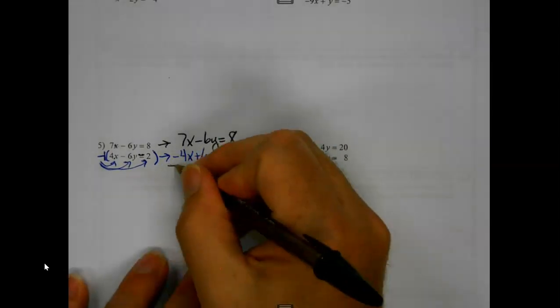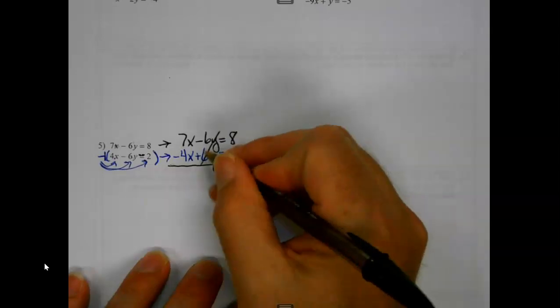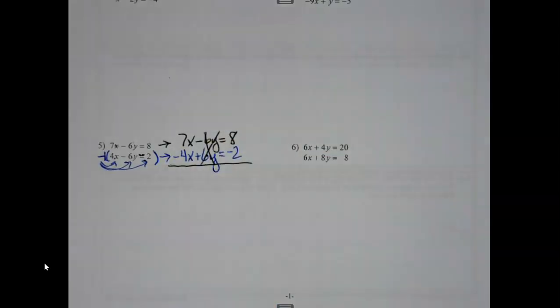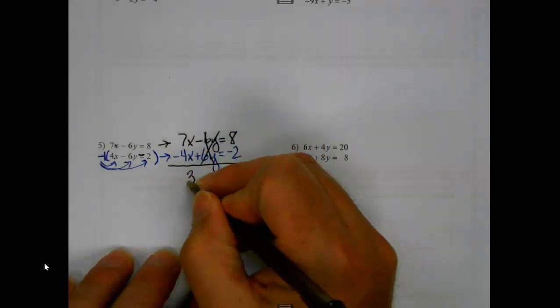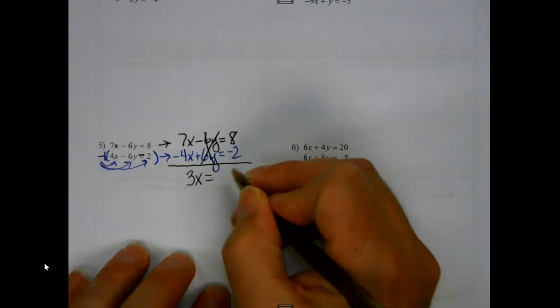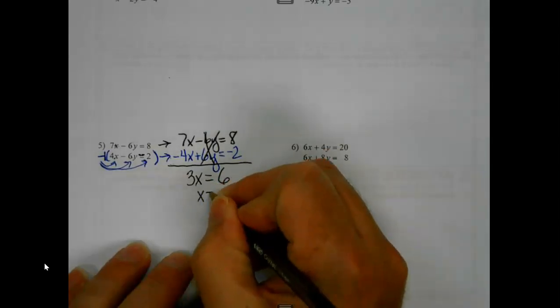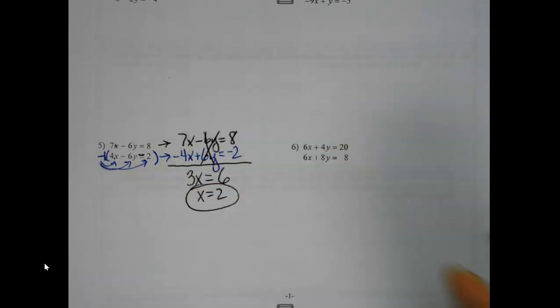So sometimes we may have to multiply one of our equations. But that's just so we can make sure that one of the variables goes away. 7 minus 4, or 7 plus -4, is 3. 8 minus 2 is 6. We divide that out. We got our first answer.